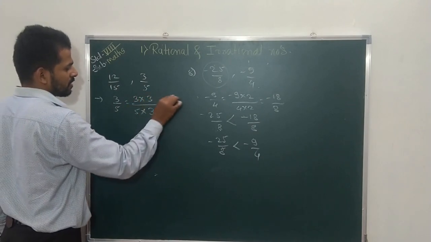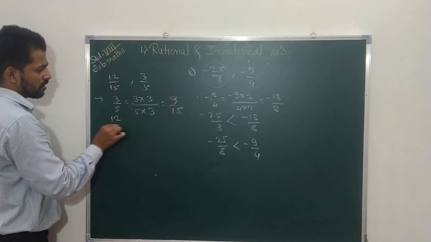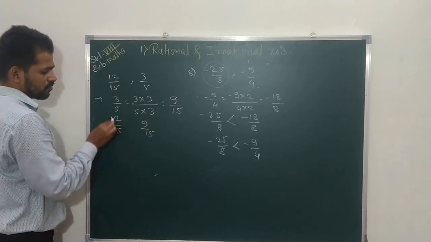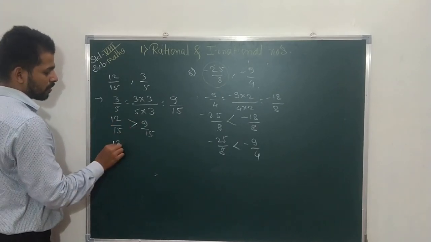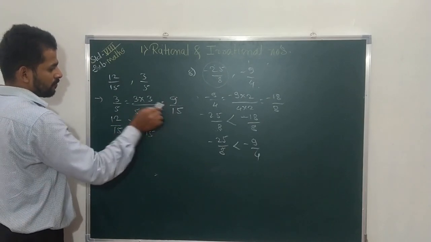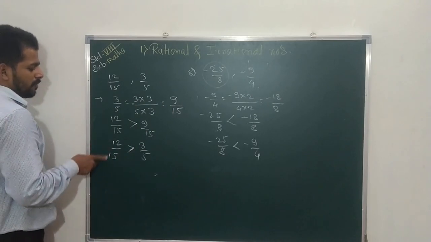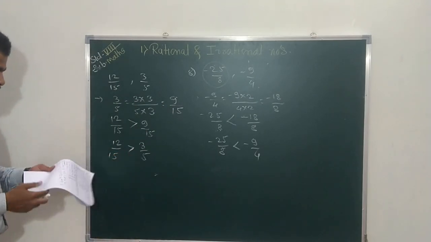That is 3 3s are 9, 5 3s are 15. So direct comparison here: 12 upon 15 and 9 upon 15. The denominator is the same, so compare the numerators: 12 is greater than 9. So 12 upon 15 as it is is greater than 9 upon 15, which is nothing but 3 upon 5. So 12 upon 15 is greater than 3 upon 5.